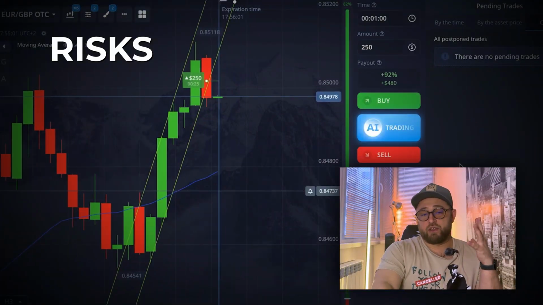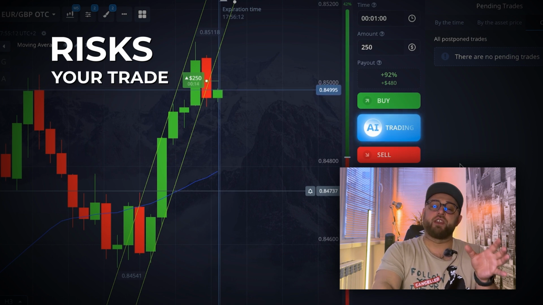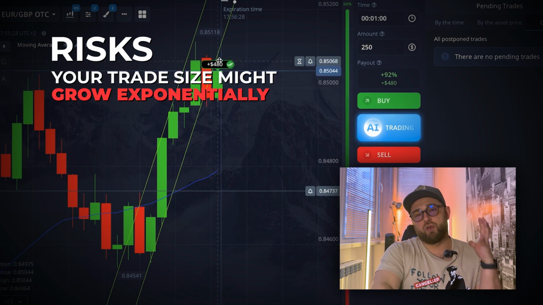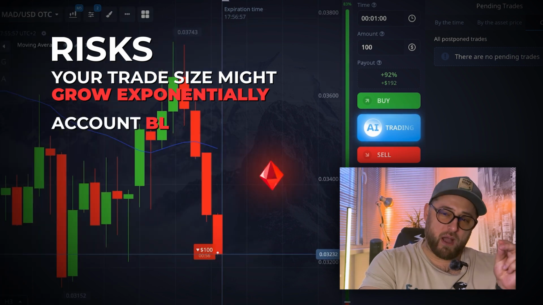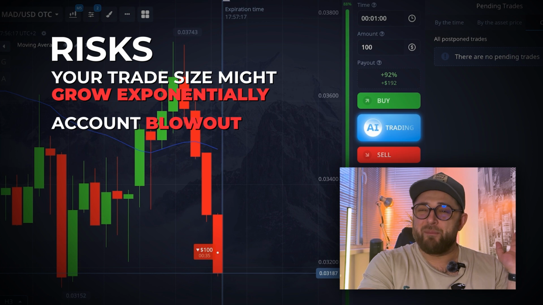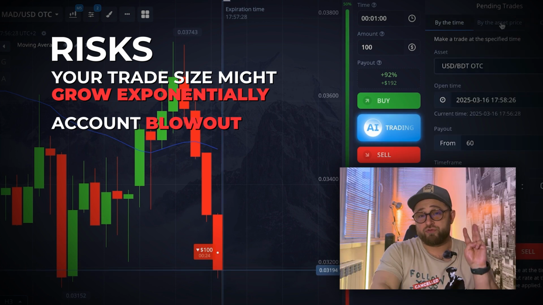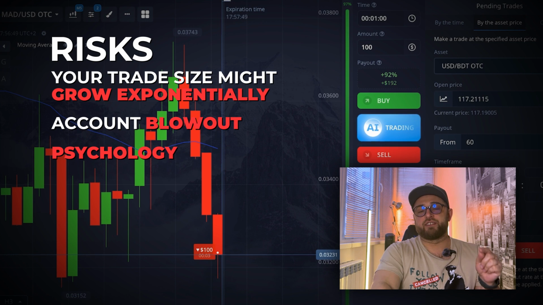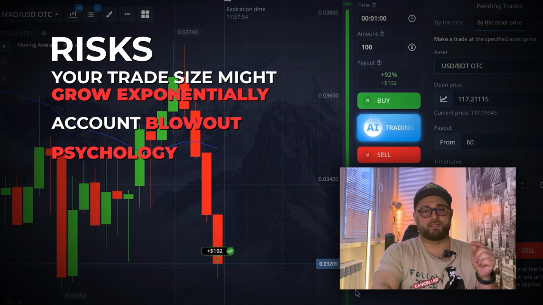Risks. Why do most traders lose using this strategy? First, huge drawdowns. If you hit multiple losses in a row, your trade size explodes. Second, account blowouts. If you don't have a big balance, a losing streak will wipe you out of the market. Third, psychology. Trading under pressure increases bad decisions. Always like this. And now, tips from me.